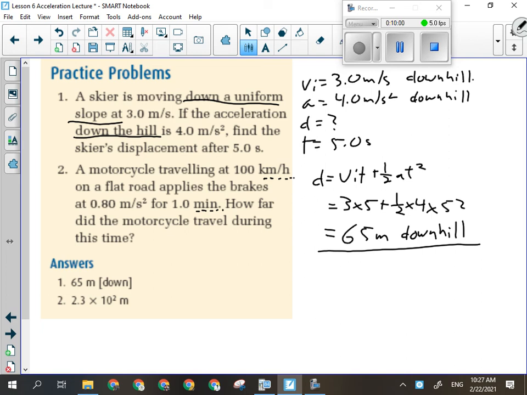I'll give you a few more minutes on number 2. Remember that the conversion factor for kilometers per hour to meters per second is to divide by 3.6.